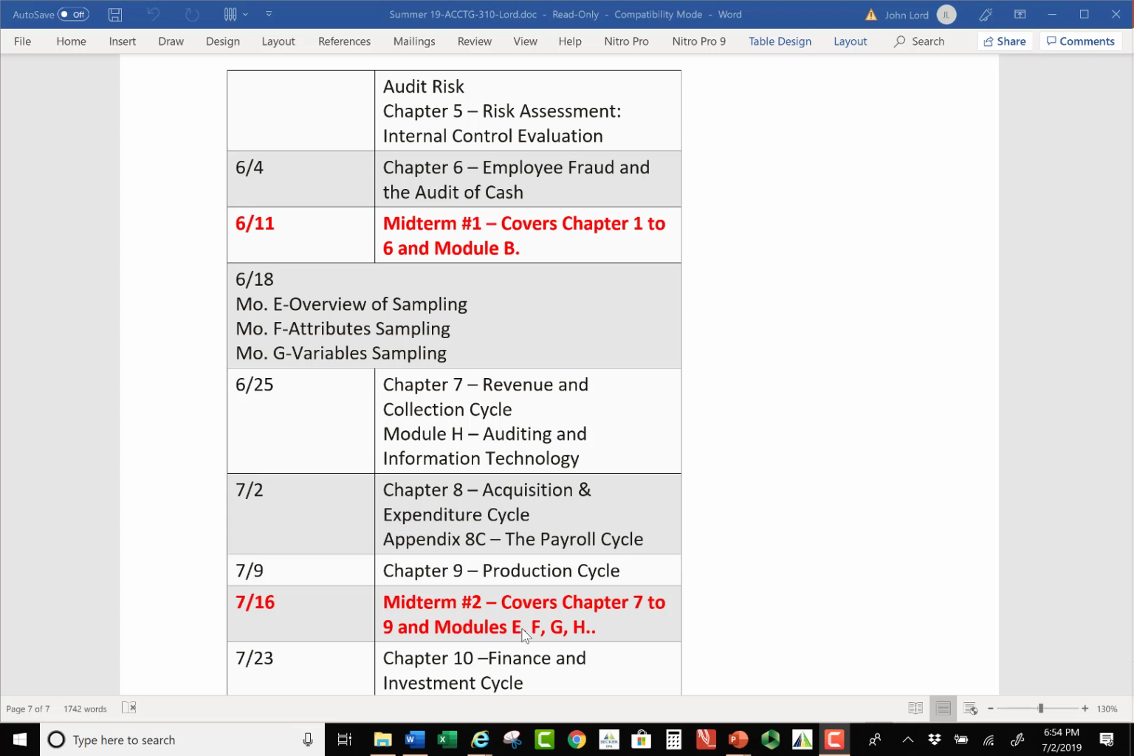I'm thinking next time we will do chapter 8, 8C, and then I'm going to take a look at that production cycle and see if that's something we can streamline, and then do that after the second midterm and push that towards the final. The second midterm will cover chapter 7 to 9, modules E, F, G, and H, with the idea that we already covered module H with some of the stuff we saw in chapter 3.